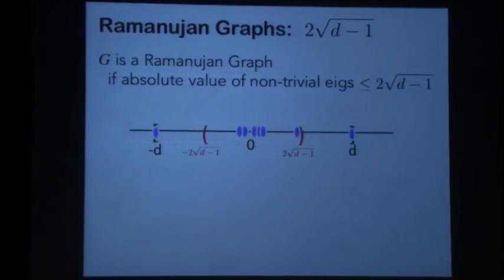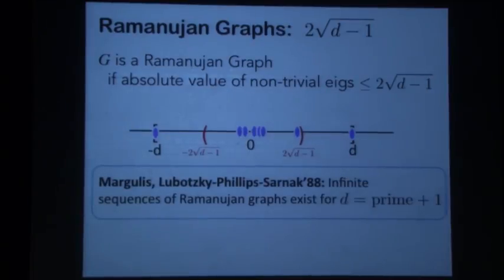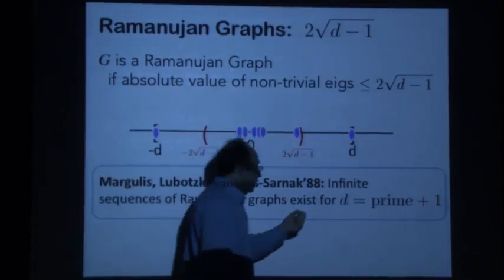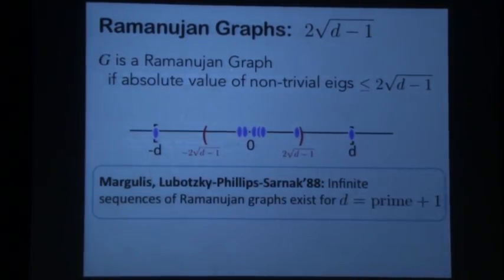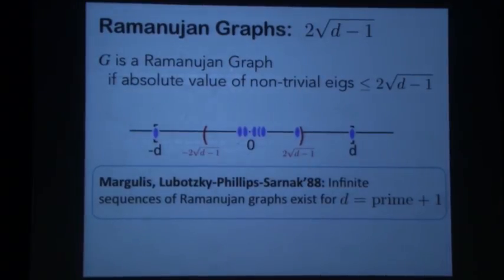And they coined this term because they built them. So in one of the greatest gifts from mathematics to computer science, they gave us infinite families, infinite sequences of graphs that were Ramanujan. For degrees, they did the degree being 1 plus a prime, and then this was generalized to prime powers plus 1. But for every such degree d, they gave us infinite families of these.